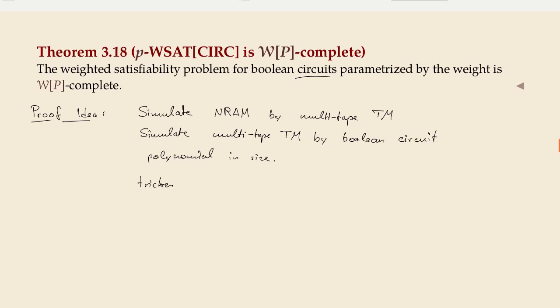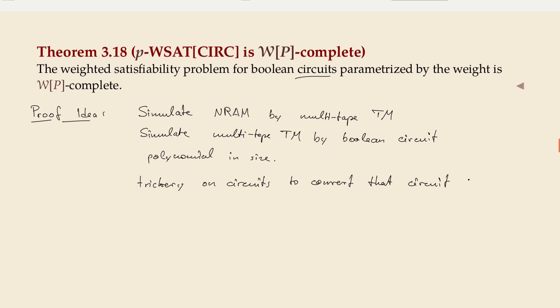And then, as I mentioned, we need some tricks on circuits to convert the circuit that this simulation spits out into one that fits our weighted satisfiability problem. So the circuit that comes out here has the property that it's satisfiable as a formula if and only if this machine accepts. But this is not what we need.